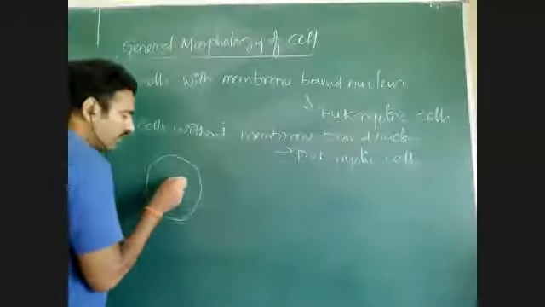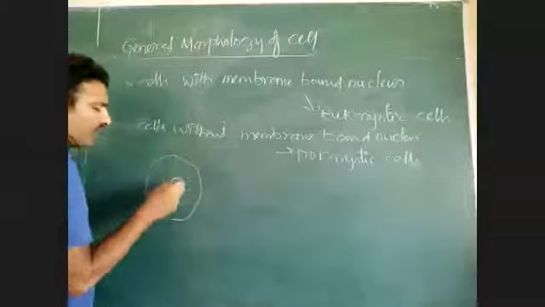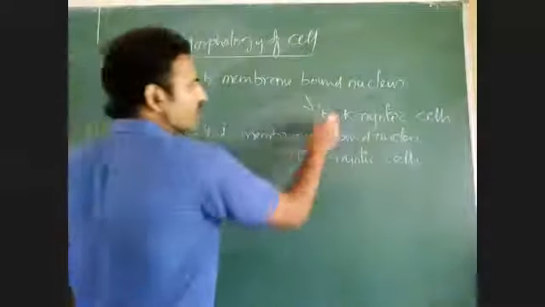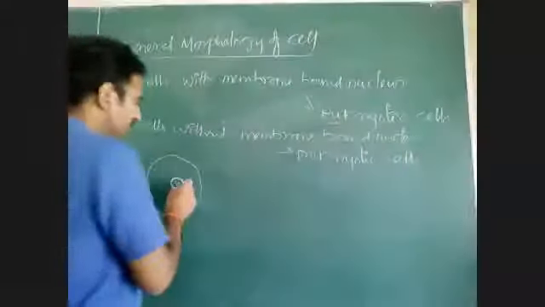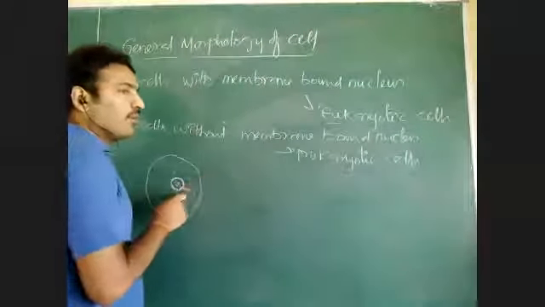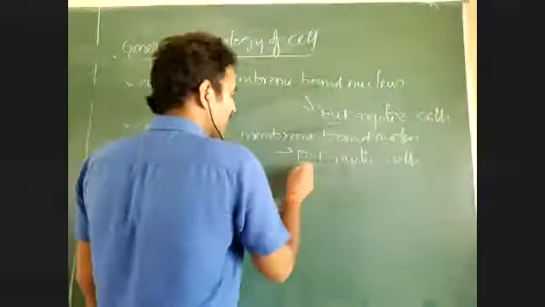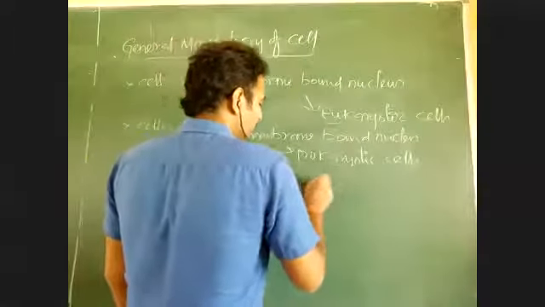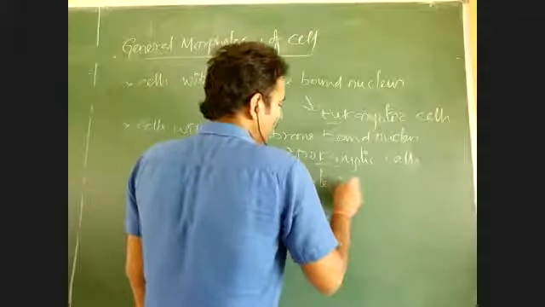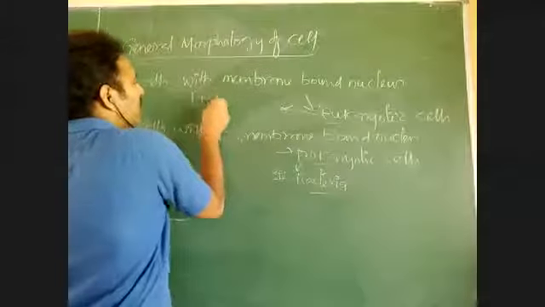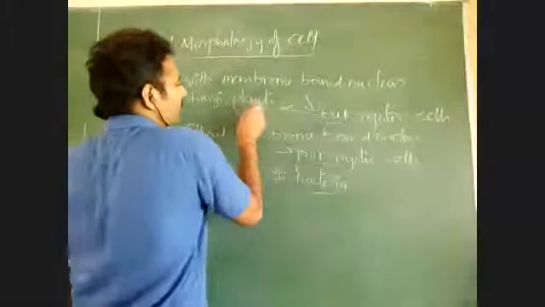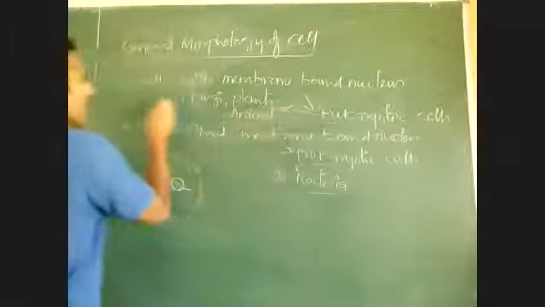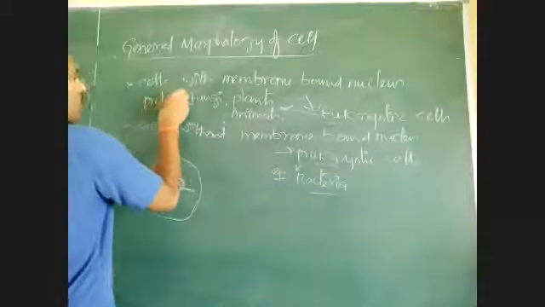If a cell has a well defined nucleus, meaning it has a plasma membrane, that type of cell is called as what? Eukaryotic cell. Okay. If a cell has no membrane bound nucleus, then it is called a prokaryotic cell. These prokaryotic cells are seen in bacteria, whereas eukaryotic cells are seen in fungi, plants, animals, even protozoans also.